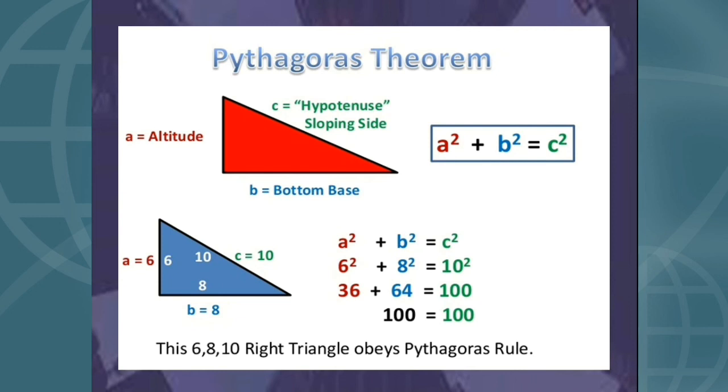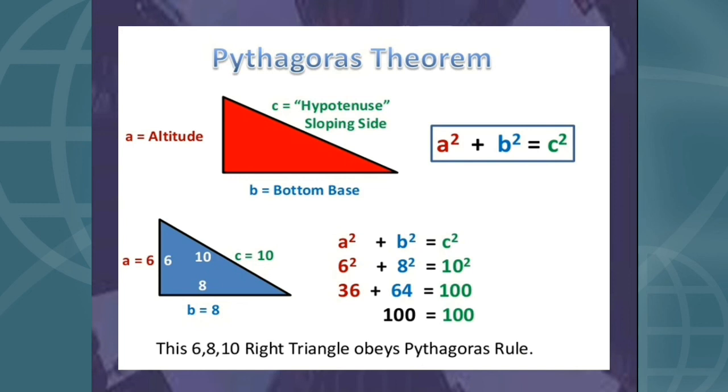So, as we see again, remember that the altitude is labeled with small letter A, and the bottom base is labeled with small letter B, and of course, the hypotenuse, or the sloping side, is always labeled with small letter C. So, as another example, as we see in the triangle below, A is equal to 6 and B is equal to 8, C is equal to 10.